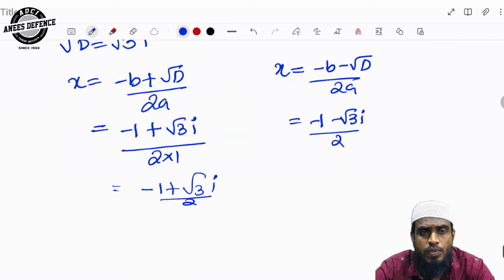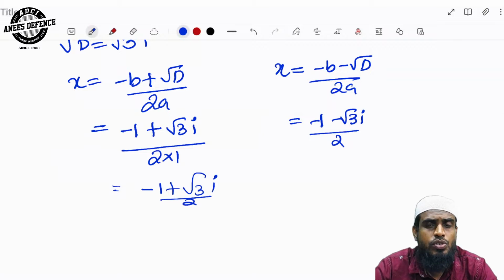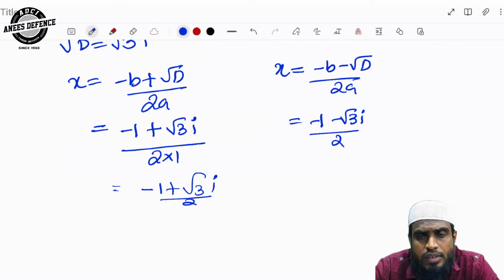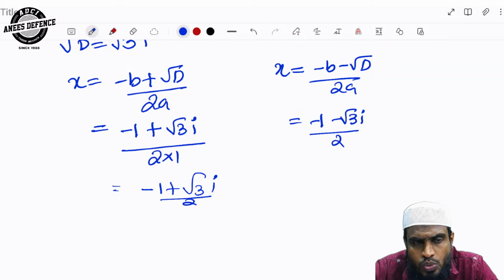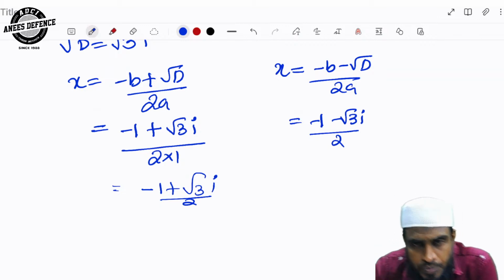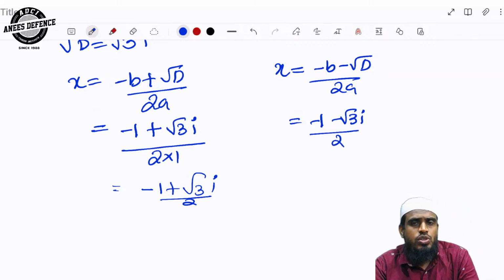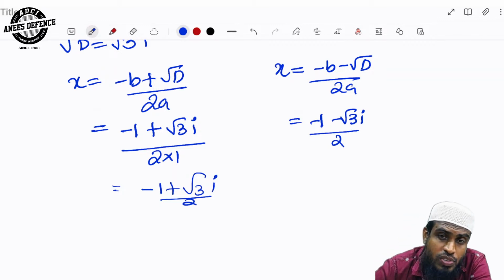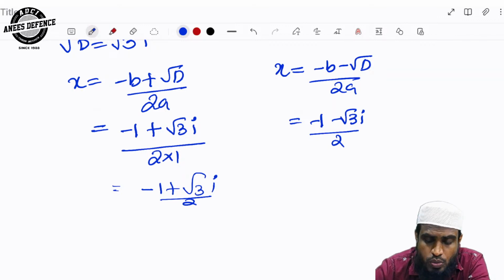Quadratic means the degree of the equation is 2, and you have to get two roots. The two roots sometimes may be equal, sometimes unequal. That is based on the value of the discriminant, that is b square minus 4ac. If b square minus 4ac is greater than 0, real and unequal roots. If b square minus 4ac is equal to 0, you will get real and equal roots. If the discriminant is less than 0, then it will go to imaginary roots.